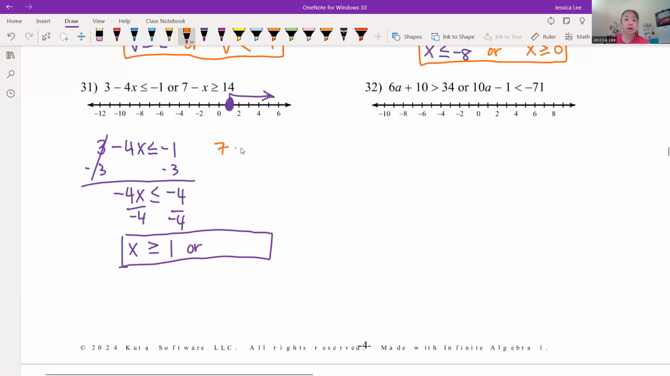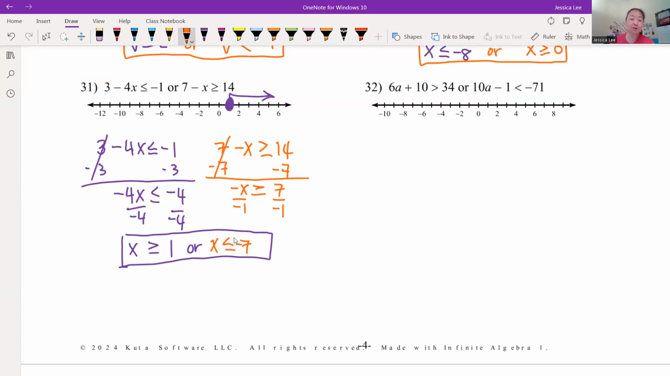All right, we have 7 minus x is greater than or equal to 14. So we're going to subtract 7 on both sides. Negative x is greater than or equal to 7. And divide by negative 1 because we got to get rid of that negative. So x is, instead of greater than, less than or equal to negative 7.